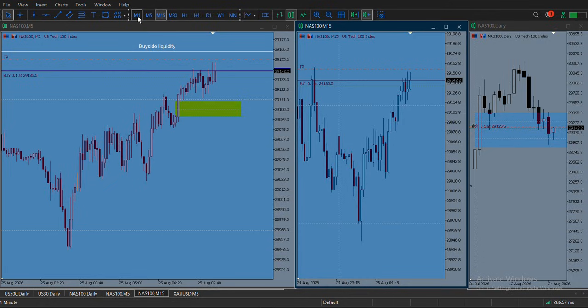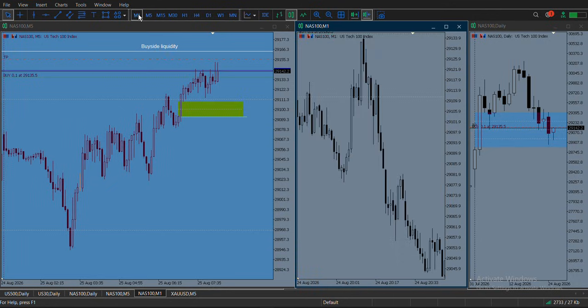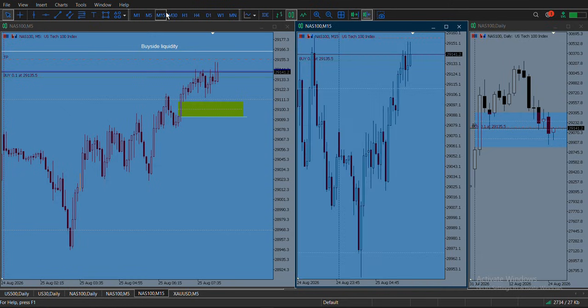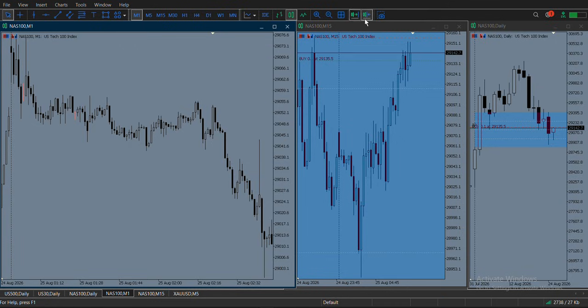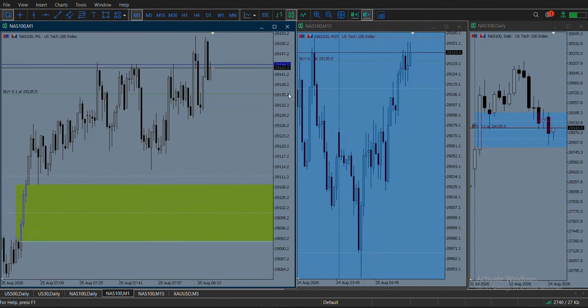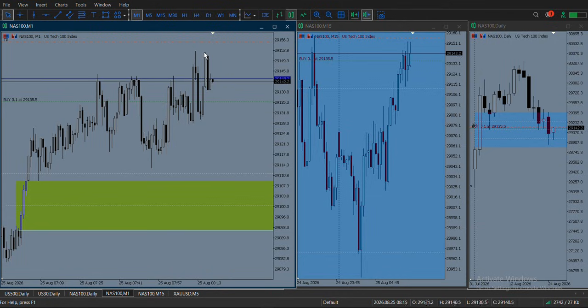So again, it has formed relative equal highs here on the 1 minute. Look at it here, this high and this high here, these are relatively equal. So eventually I want to see it again trade above these highs.